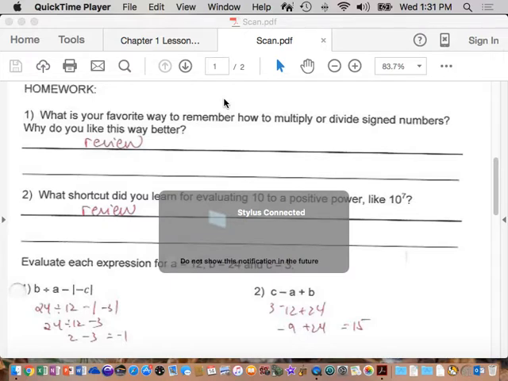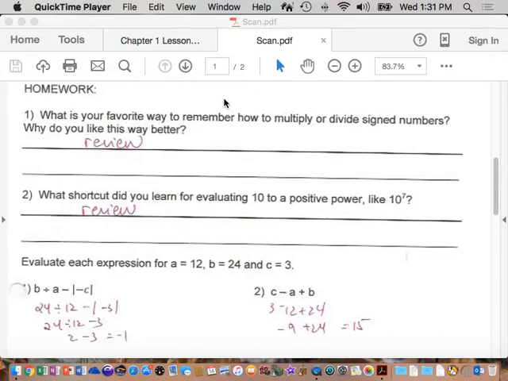I need to do a little extra today because yesterday I wound up a little bit short on where I wanted to go with this. What's your favorite way to remember to multiply and divide signed numbers? I hope the answer you put was this: when you multiply or divide by a positive, the sign stays the same. And when you multiply or divide by a negative, the sign changes.